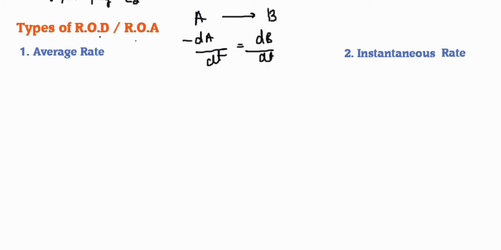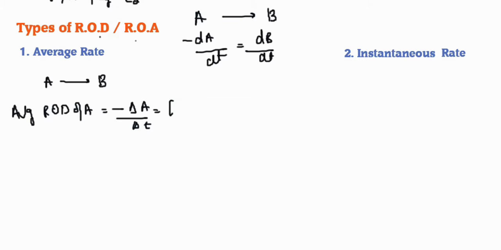So average rate is the average rate of dissociation of A, which equals minus delta A by delta T. Okay, means concentration A final minus A initial divided by T final minus T initial. That is a positive value actually. So this is the average rate of dissociation of A.